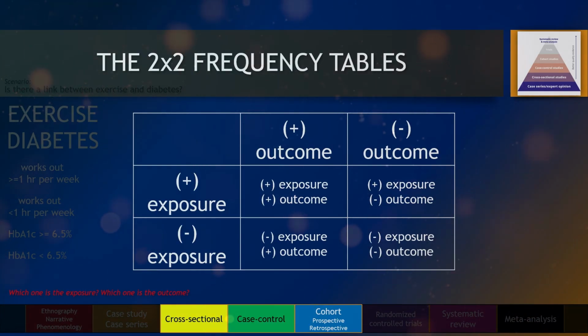To better understand study design in the context of variables, we need to determine which of the main variables is the exposure and which is the outcome. An exposure variable or an independent variable is a parameter that goes before the development of an outcome or a dependent variable.